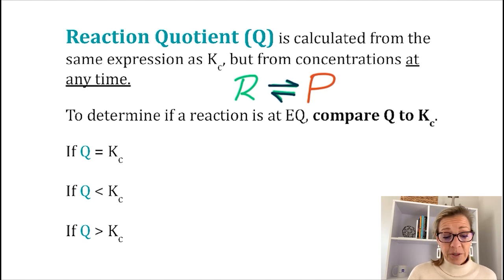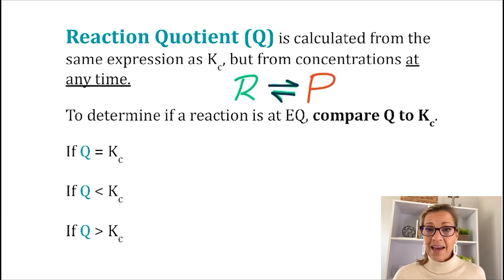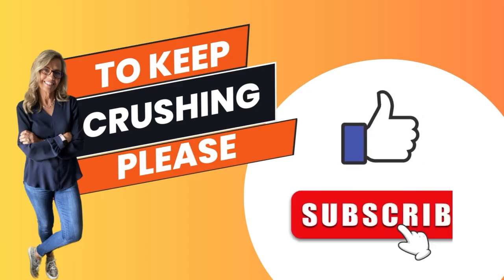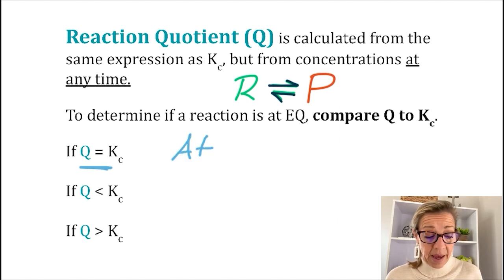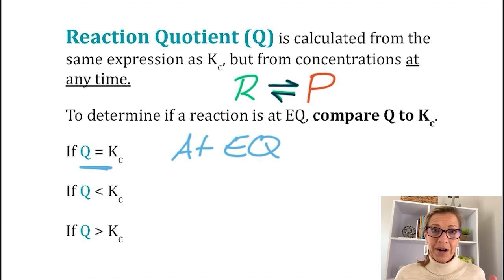So for a reaction quotient, we're going to use the same expression as your Kc. Remember, products on the top and reactants on the bottom, the product of those concentrations. So we'll calculate a value, and if the Q that we calculate is equal to Kc, we will say, hey, we are at equilibrium. Because remember, when you're at equilibrium, you plug in those concentrations and you calculate Kc.